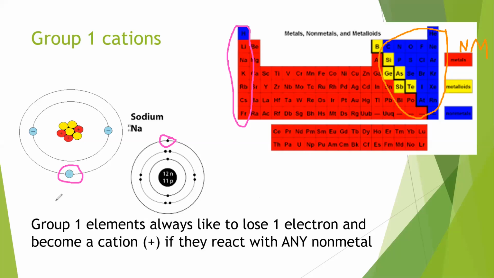Like if this lithium atom loses 1 electron, it's going to be Li+. For sodium, it's going to be Na+. For this element, potassium right there, it's going to be K+. And that's going to happen for every single one of these down. Group 1s are always going to have a +1 charge.